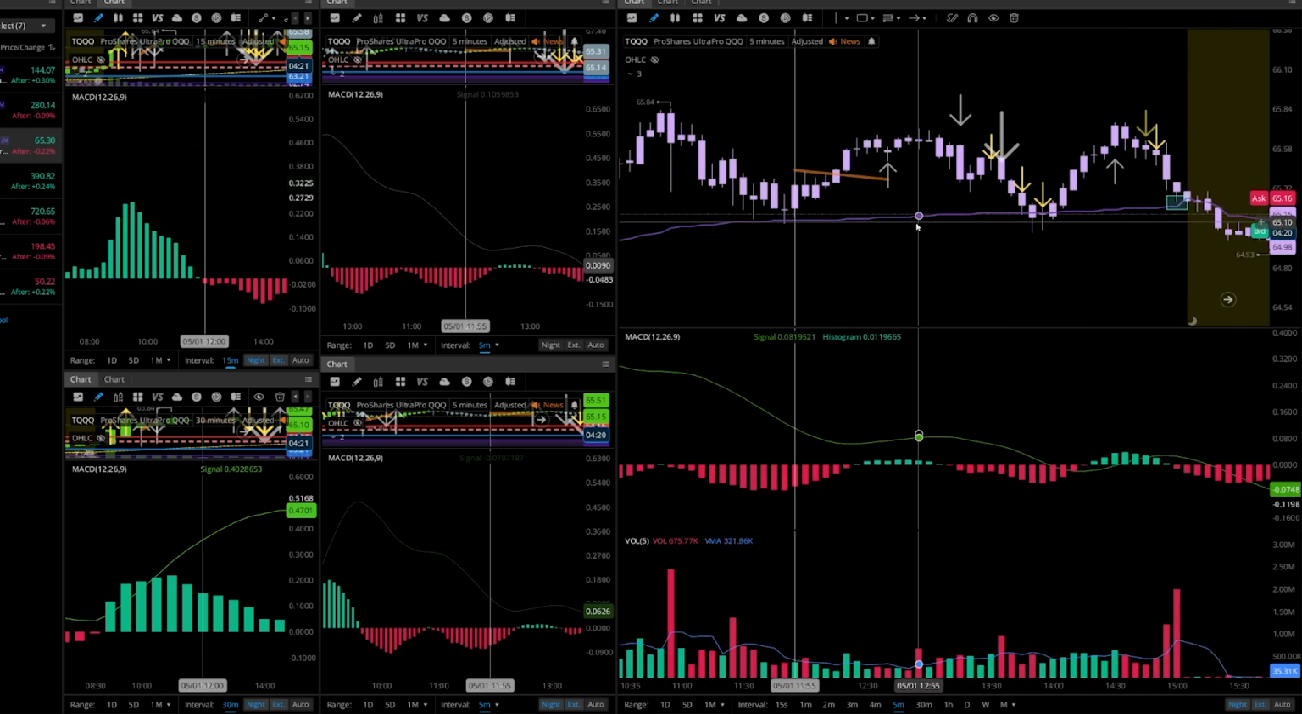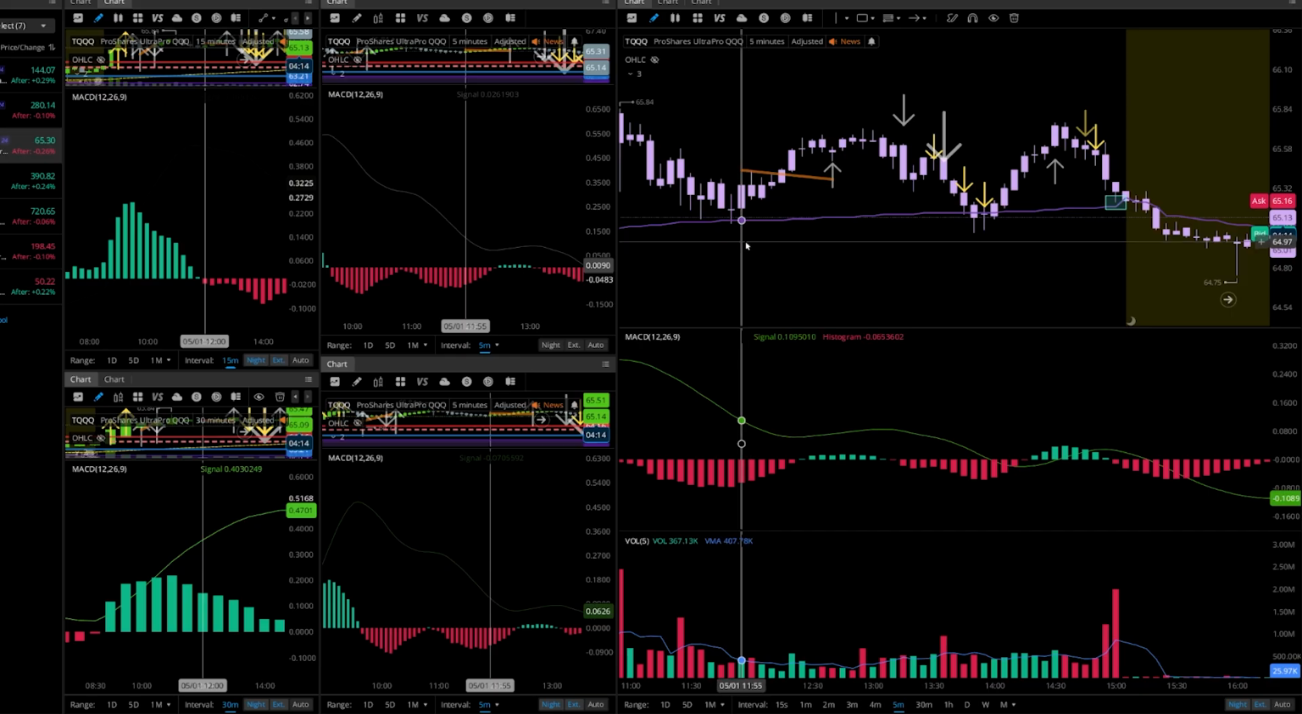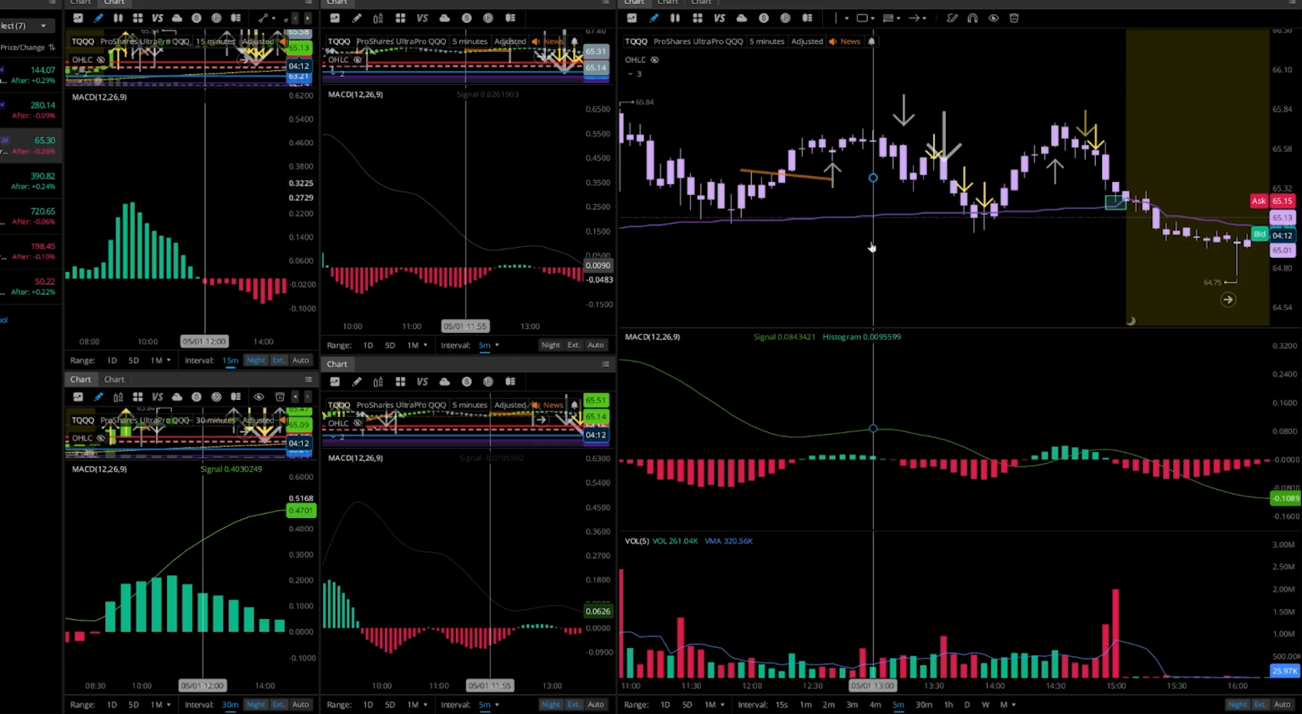If we run a 1-minute execution time frame, which is what I use, you're going to get a lot more solutions. You're going to get a lot more entries. And the higher up you go in the time frame, the less entries you're going to get. Simple as that.